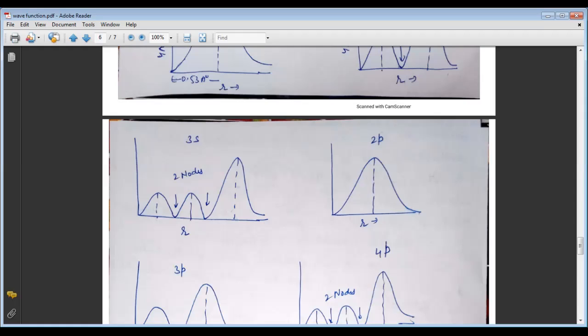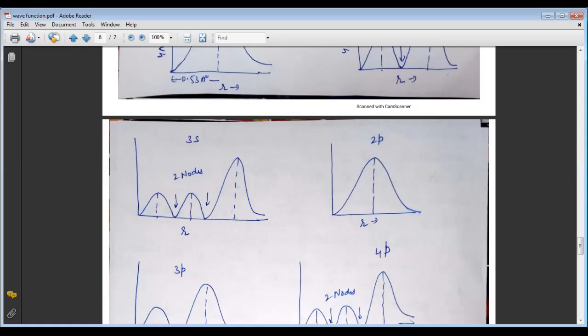Now coming to the p orbitals, in the radial probability distribution curve for the 2p orbital, the probability of the 2p electron increases as the distance from the nucleus increases, reaches a maximum at 2.1 angstrom, and then decreases to a minimum.